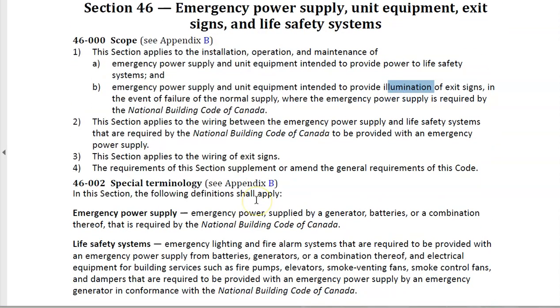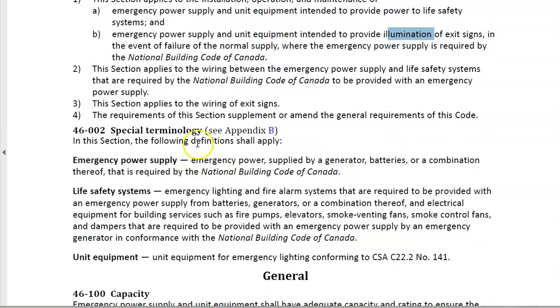Okay, rolling down through here, same thing as usual. There's going to be a bunch of definitions that give us life safety systems, that it could be fire pumps, elevators, smoke venting fans, smoke control fans, dampers, anything like that that is going to be used in fire control for the most part. It's also going to be combined inside of here as a life safety system.